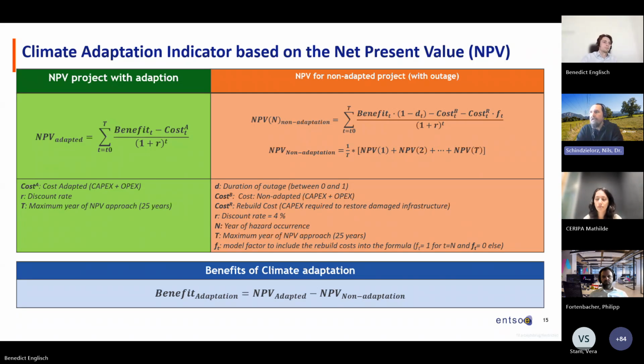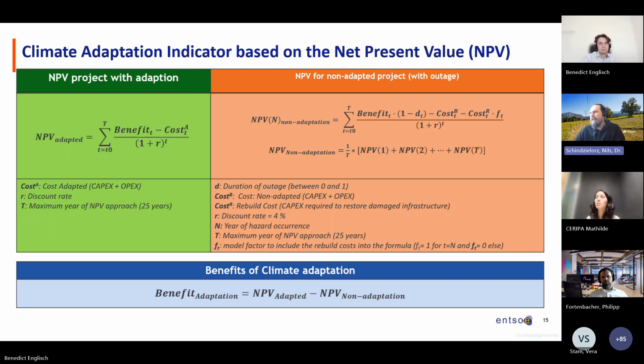What we are then doing is calculating this NPV not just for one probable outage, because we don't know when this kind of outage might occur. It might occur in the first year, it might occur in the second, or only in the 25th year of this whole calculation. Therefore, we are calculating the NPV for each possible outage across the 25 years, which is denoted here with a capital N, so the NPV for the year N. If N becomes 1, NPV 1 would mean that within the first year we are assuming the outage. NPV 10 would then be that the outage occurs in the 10th year.